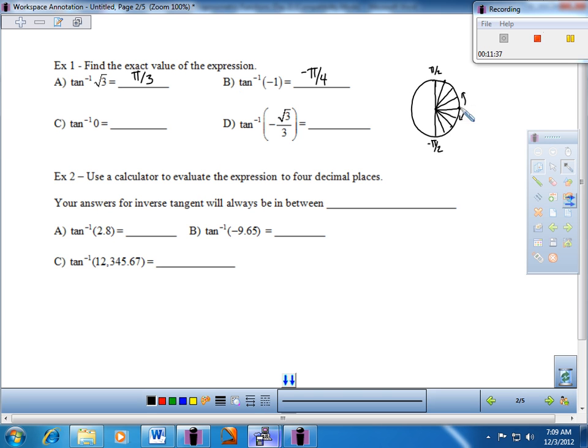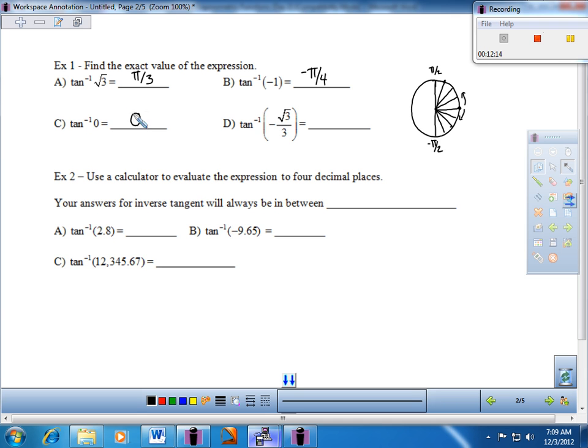Let's go get letter C. Inverse tangent of 0. So start here, everybody, and think to yourself, where am I going to get a tangent ratio of 0? And as a matter of fact, tangent ratio of 0 is right here. I don't have to move a muscle. So in this particular case, what would be my angle measure, of course? Well, it looks like it would be 0. So inverse tangent of 0 is definitely 0.